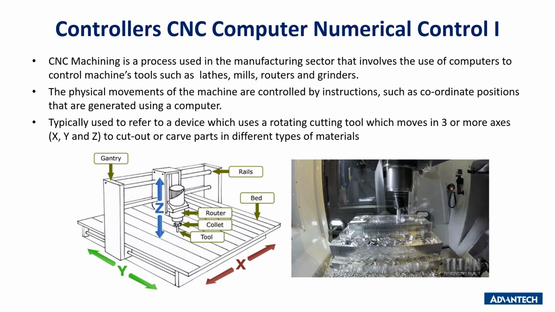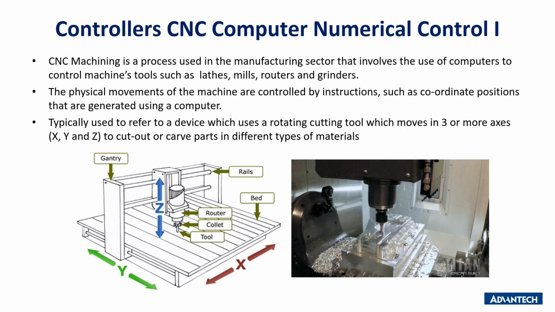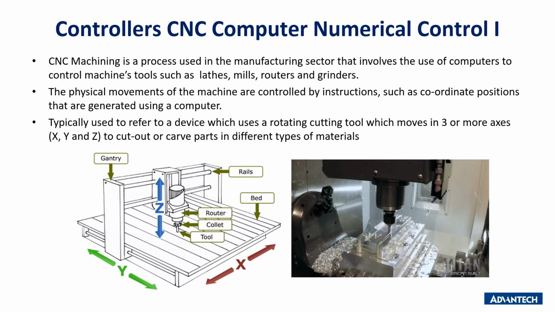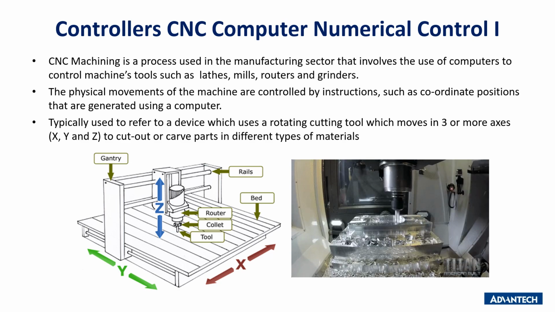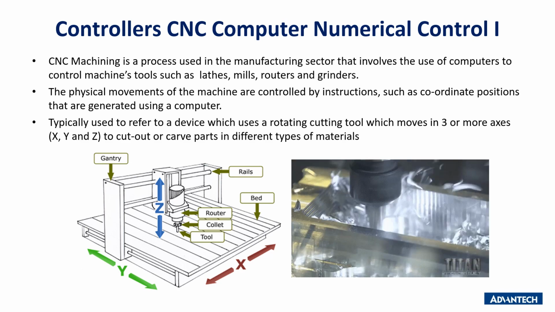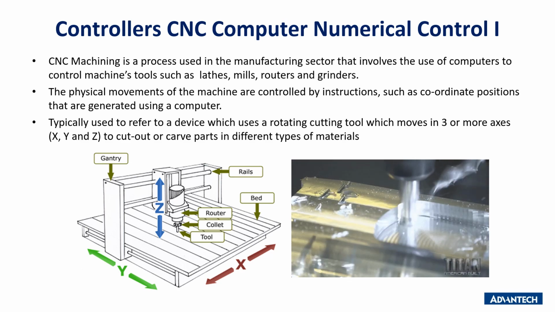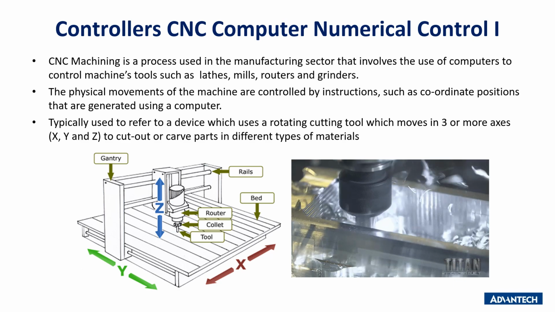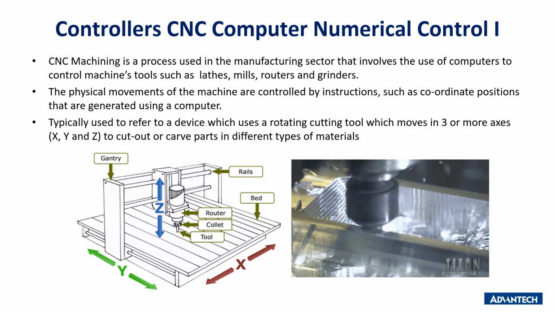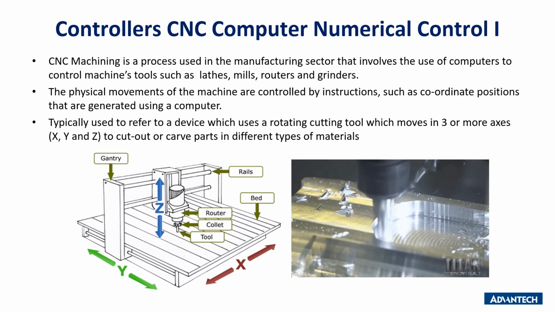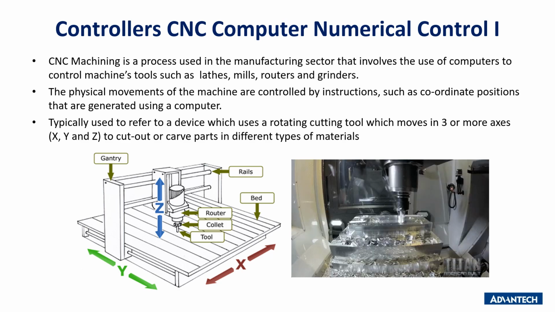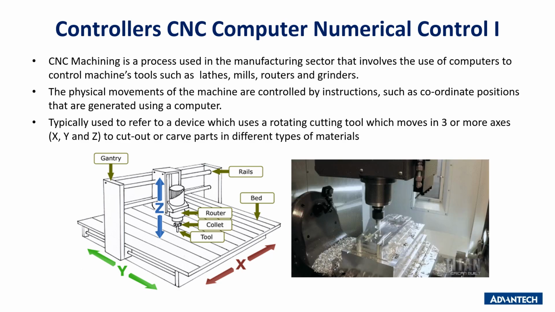Finally, we will talk about CNC controllers because nowadays they are widely spread in the industry. CNC machining is a process used in the manufacturing sector that involves the use of computers to control machine tools such as lathes, mills, routers and grinders. The physical movements of the machine are controlled by instructions, such as coordinate positions that are generated using a computer. CNC is typically used to refer to a device that uses a rotating cutting tool that moves in 3 or more axes, X, Y and Z, to cut out or carve parts in different types of materials.